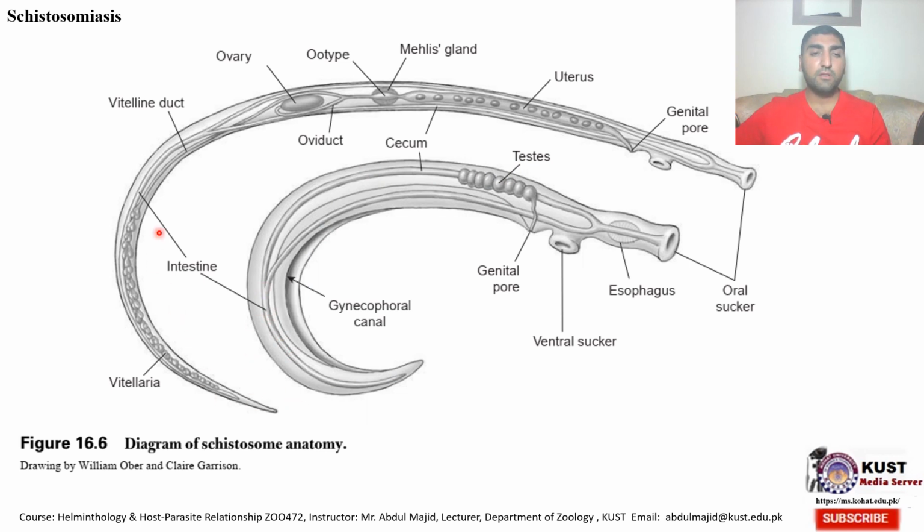of the male. Then if you look at the female, you can see there is the oral sucker, and this is the ventral sucker, and then there is the genital pore. This is the uterus, and there is the Mehlis gland, the oötype, and the ovary, and this is the vitelline duct. This is the intestine, and in the last you can see the vitelline area. So this is the general morphology and anatomy of the schistosome, male and female worm.